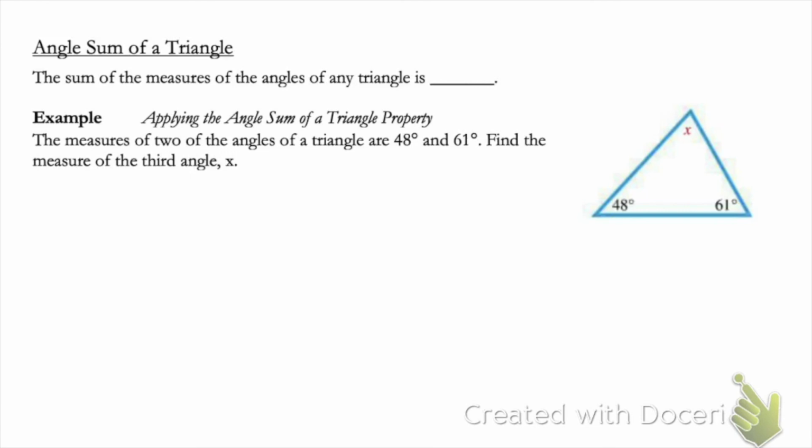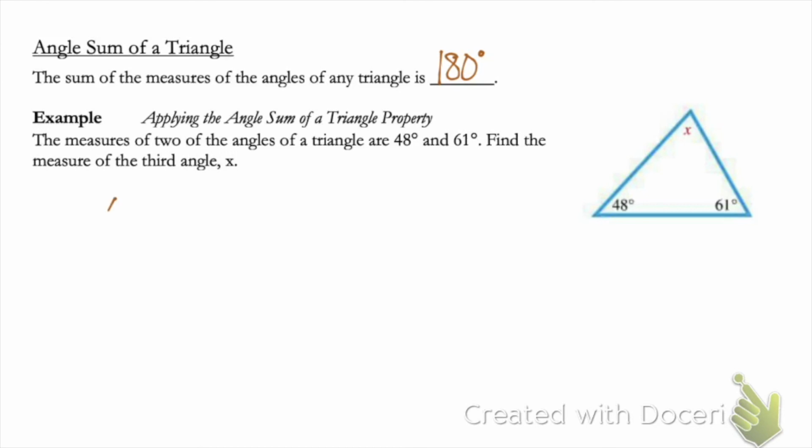Angle sum of a triangle. The sum of the measures of the angles of any triangle is 180 degrees. In this example, we're going to apply that property. The measure of two angles of a triangle are 48 degrees and 61 degrees. Find the measure of the third angle, x.